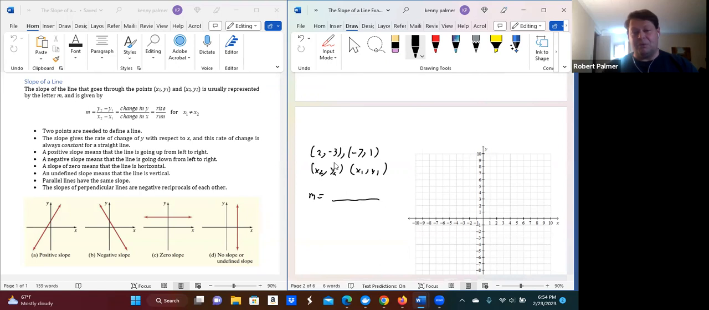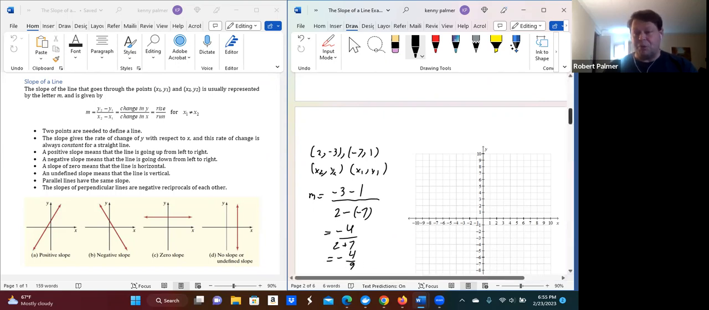So if I do this y minus this y, so -3 minus 1, it means I have to do this x minus this x, x2 minus x1, 2 minus a -7. So my numerator is obviously -4. My denominator is going to be 2 plus 7, which is 9, so the slope is still, as before, -4 ninths.